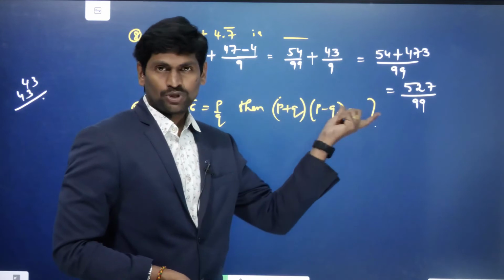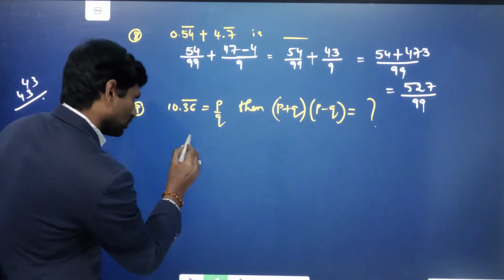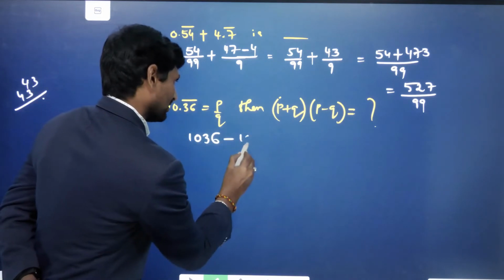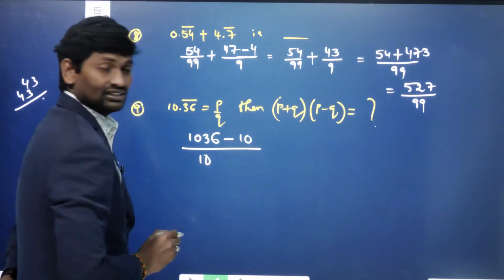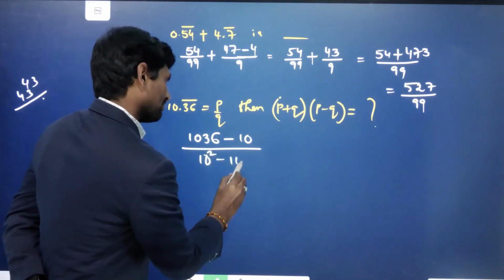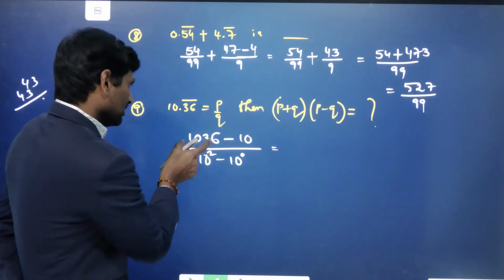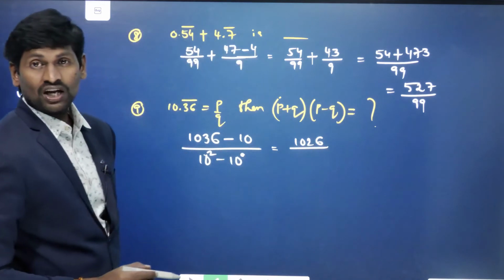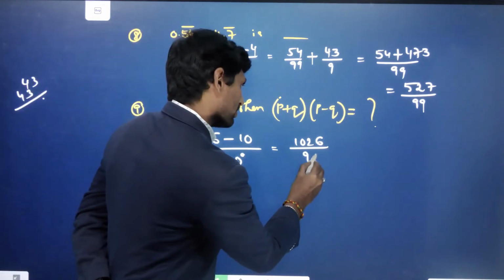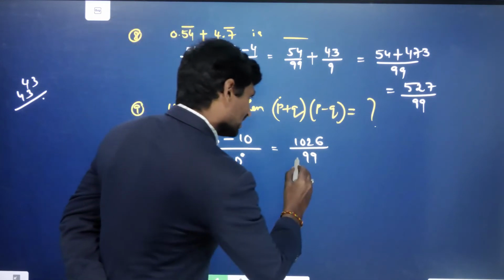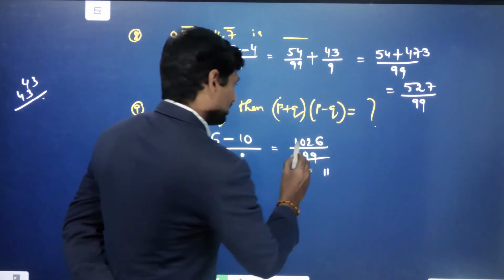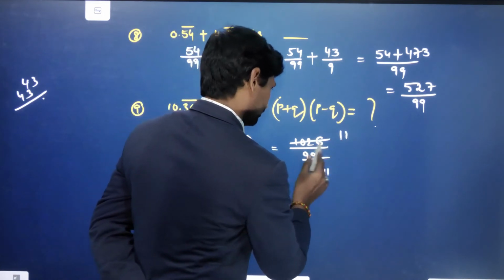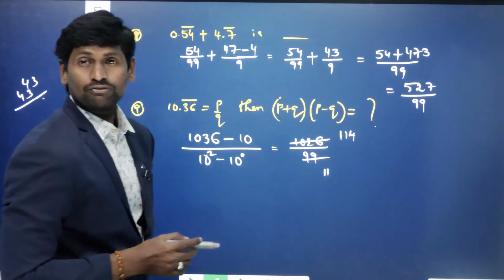Afterwards, we need to find P plus Q into P minus Q value. Let us do this without the decimal. 1036 minus 10 divided by 10 square minus 10 power 0. So 1036 minus 10, 1026. 10 square 100 minus 1, 99. So I think 9 table is cancelled directly. 9 table 11 times. Here 9 table 9 ones. Again 9 ones are 9 fours. So 114 by 11.